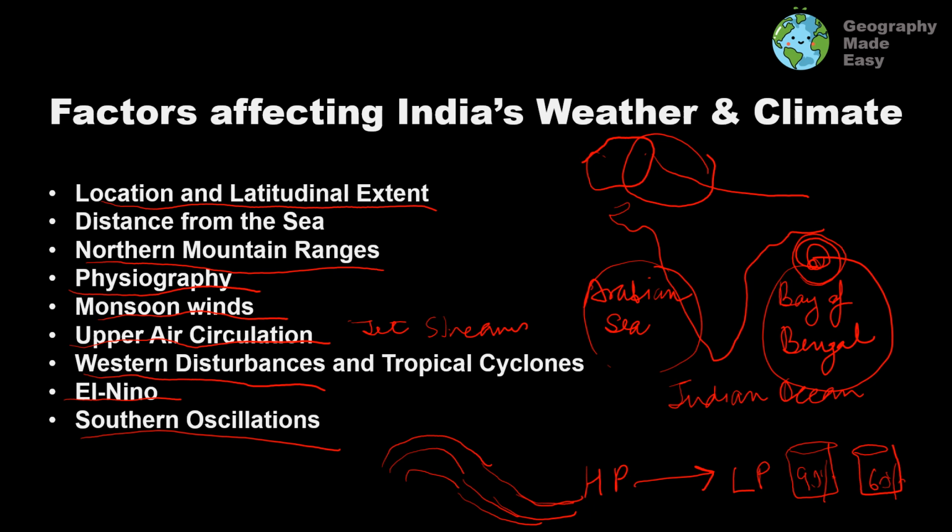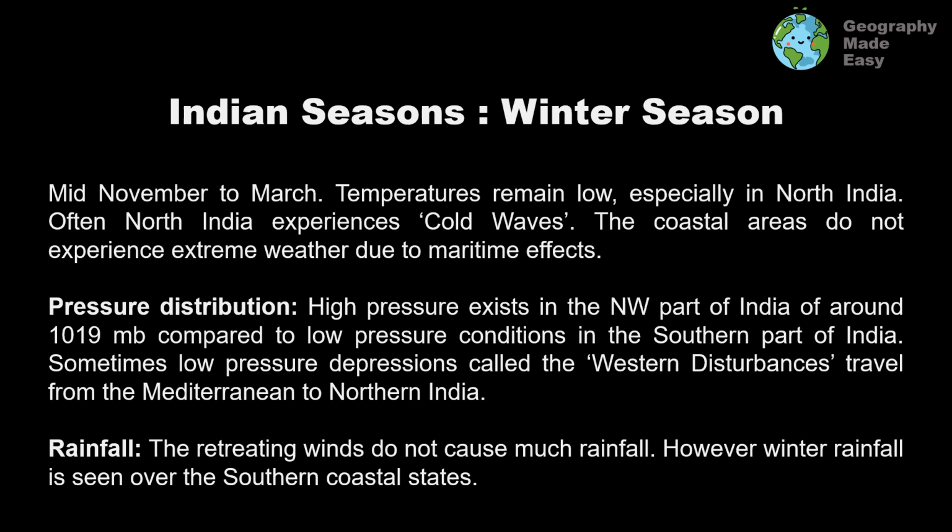Southern oscillations are meteorological changes which are observed between the Indian and Pacific Ocean. On the contrary, low pressure conditions exist in the southern part of the country. Sometimes low pressure depressions, which are called western disturbances, travel from the Mediterranean to the northern part of India, bringing with them bad weather and rainfall.